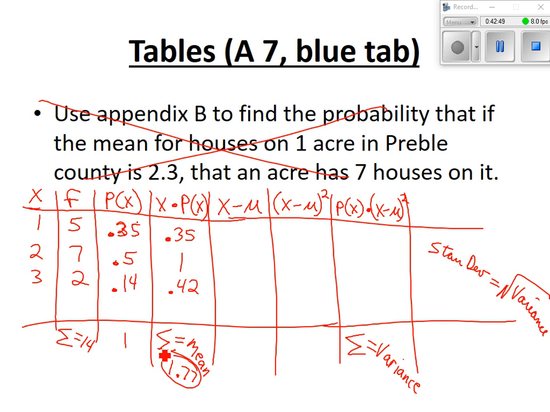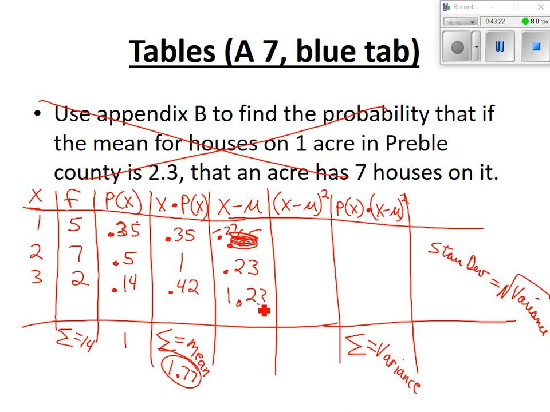Then I take our x minus our mu. Oops, I'm sorry. Not this number minus this. This number minus the mu, right? So negative 0.77. I messed that one up. 0.23. 1.23. Don't do what I just did and subtract this. You're subtracting x minus the mean you just found.